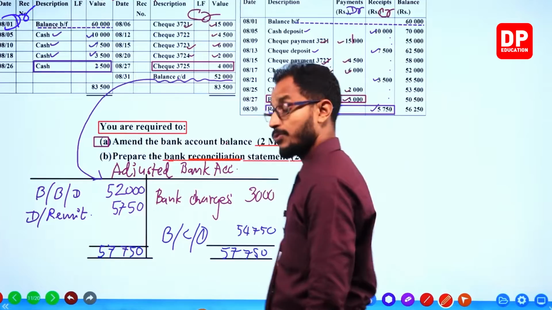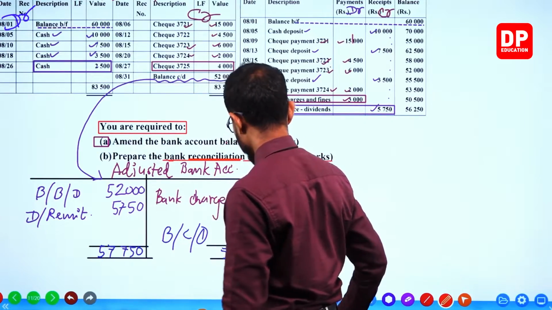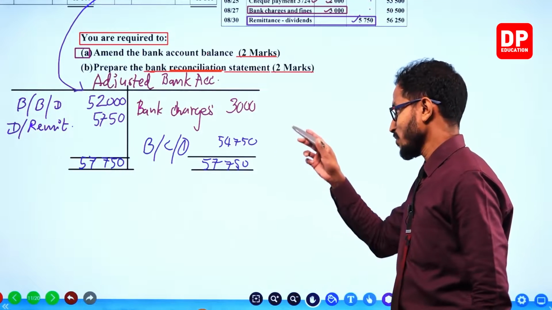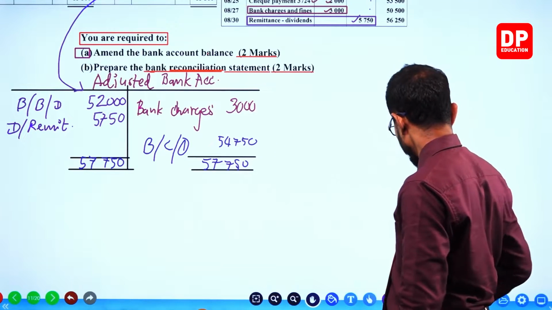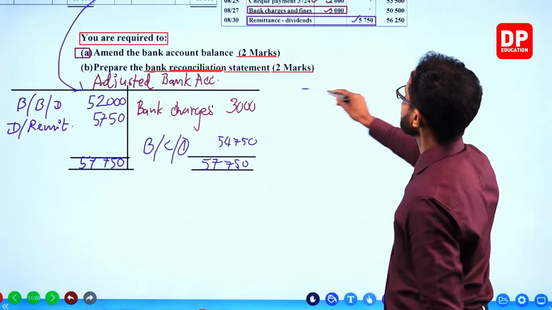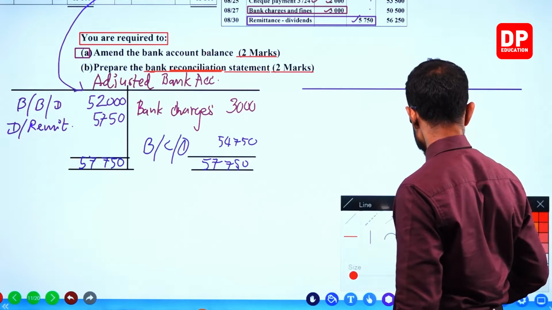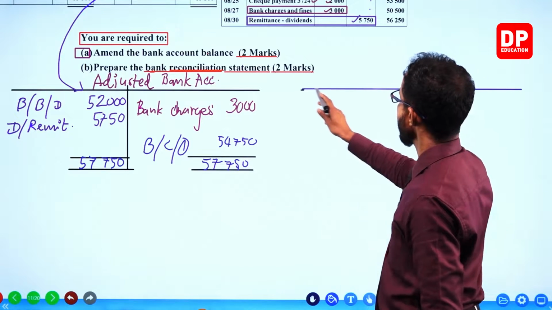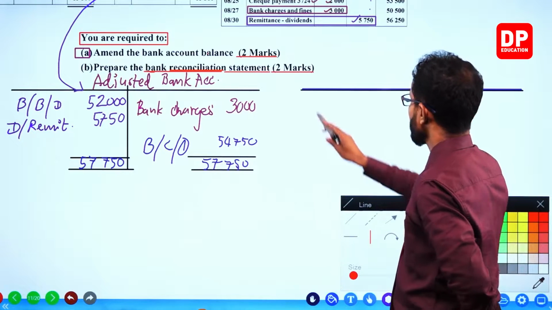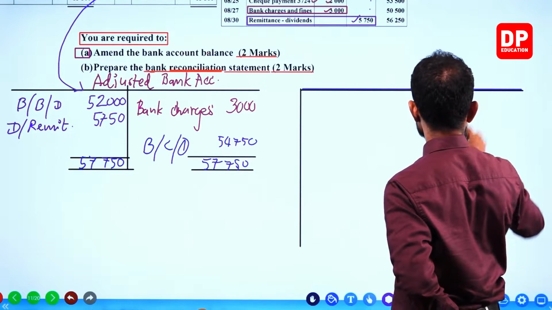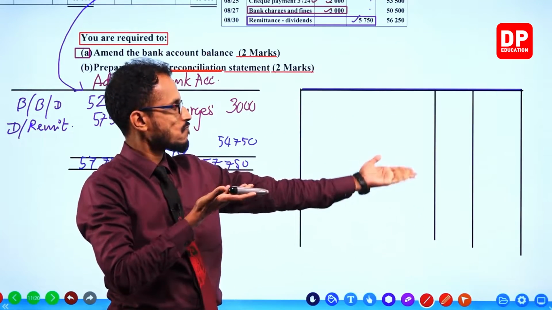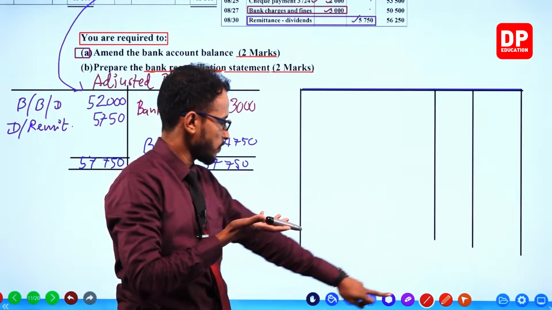Oh yeah, that's how you do it. You have to prepare the adjusted bank account. Then after the adjusted bank account, you prepare the bank reconciliation statement on this side. This is the bank reconciliation statement.